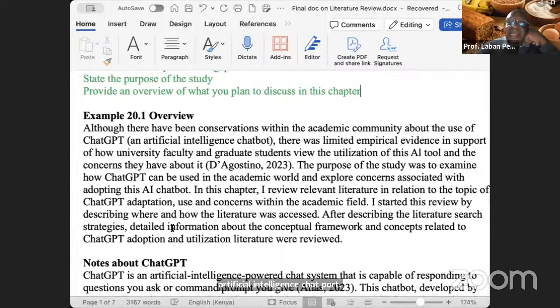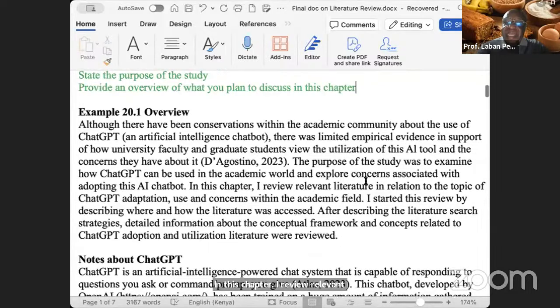In this chapter, I review relevant literature in relation to the topic of ChatGPT adaptation, use, and concerns within the academic field. I started this review by describing where and how the literature was assessed, and after describing the literature search strategies, detailed information about the conceptual framework and concepts related to ChatGPT adoption and utilization literature were reviewed.